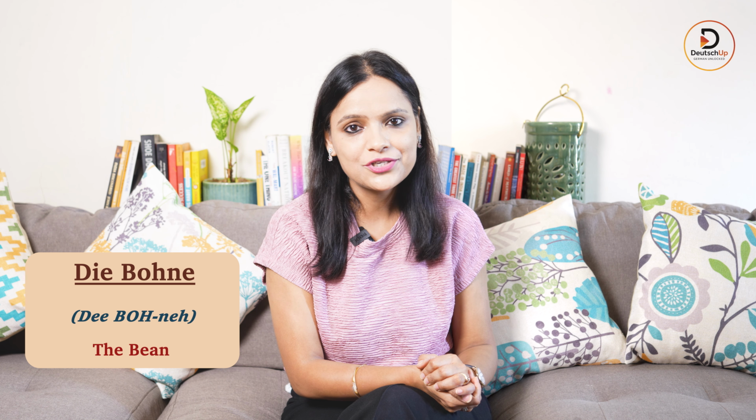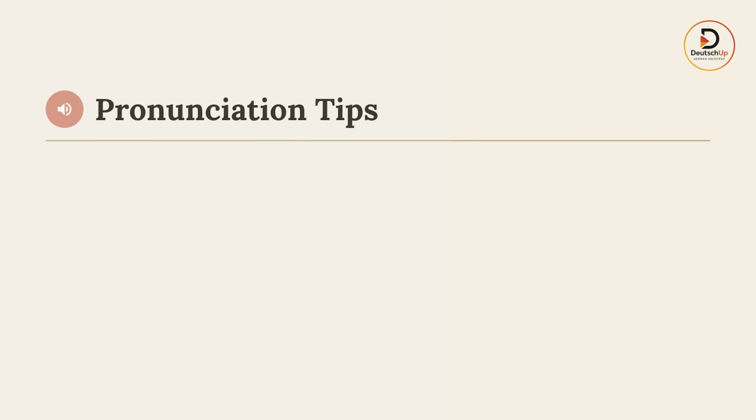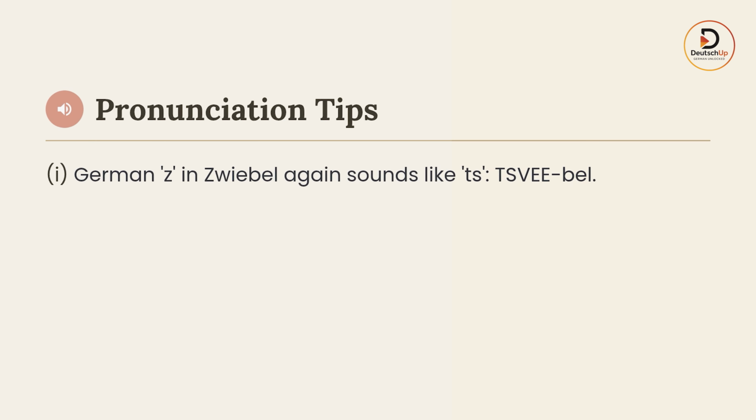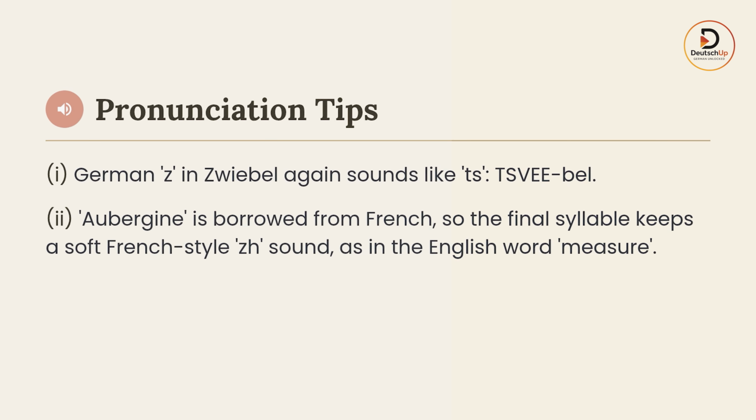Now the pronunciation tips here, let's see how they go. Again, German Z in Zwiebel sounds like ts, Zwiebel. Then aubergine is borrowed from French, so the final syllable keeps a soft French style zh sound as in the English word measure.